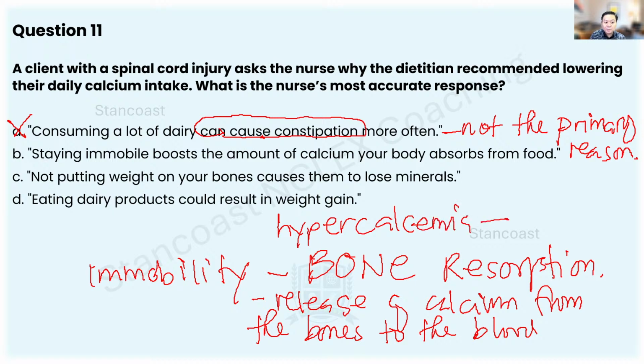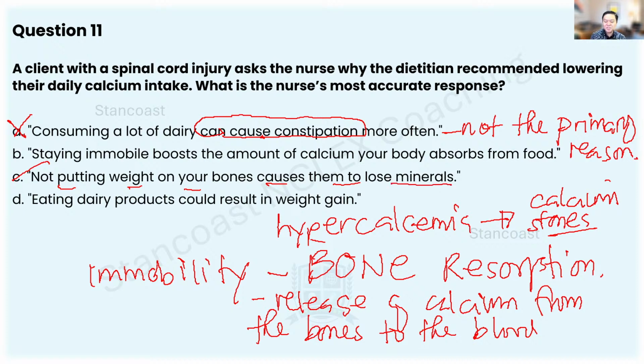And remember, when there is abundance of calcium in the blood, this will be filtered by the kidneys. And so the patient will be at a higher risk of developing calcium stones. That's the reason why the dietitian will be lowering their calcium intake, because of the inadvertent hypercalcemia. So the correct answer here is, not putting weight on your bones can cause them to lose minerals.